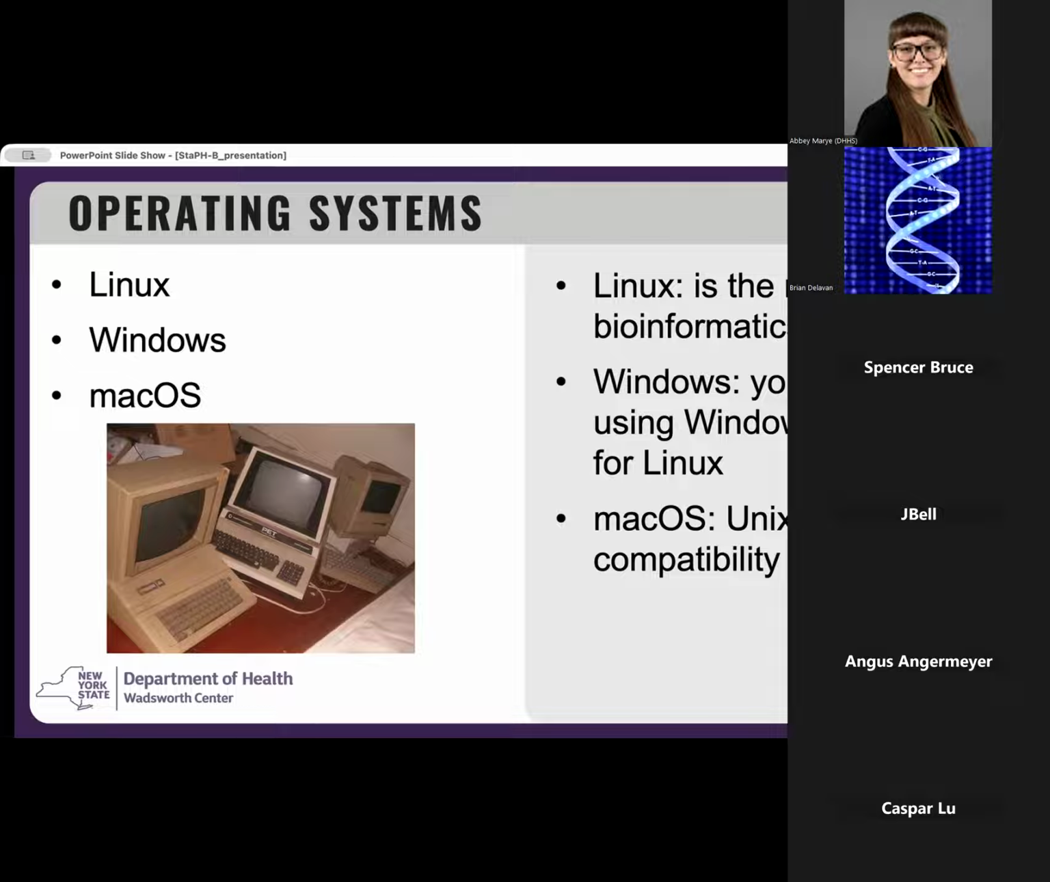Given all that, before we even move forward, I'm interested, maybe we can raise some hands and see how many people are doing their bioinformatics. Well, let's start with Windows, the least likely. How many people are doing bioinformatics on Windows?